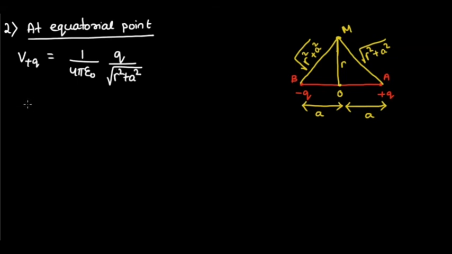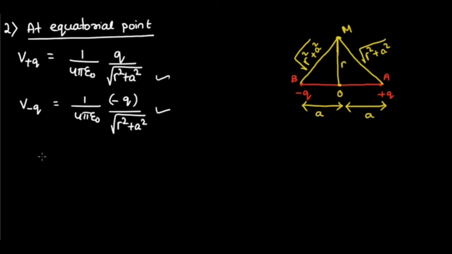And the electric potential at the point M due to the negative charge, or V minus Q, will be how much? 1 by 4 pi epsilon naught. You have to write minus Q here because potential is a scalar quantity. We must mention the sign of the charge. So this is V plus Q, this is V minus Q.